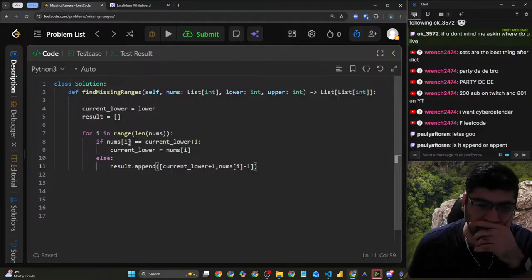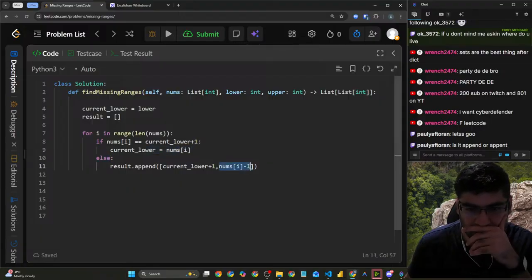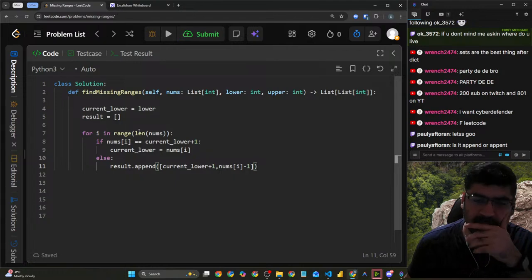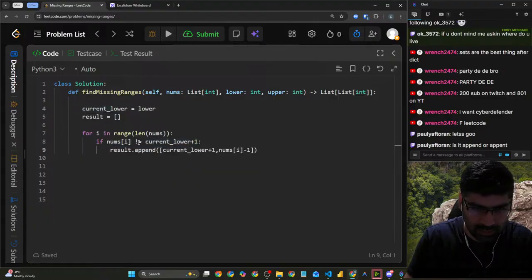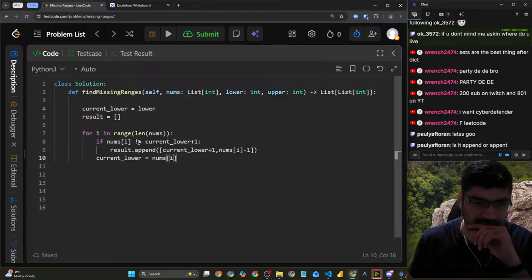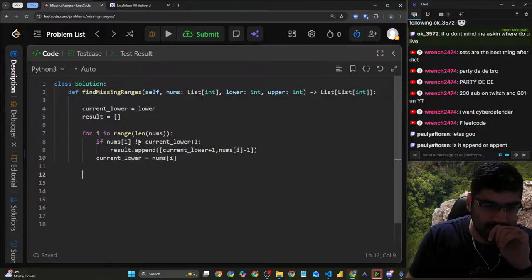So goes to num. If num minus I, if this is here, current lower updates. If not, and I goes to the next one. We should do some way like this. This line will come anyway, so why not do this? And I will reach the end.